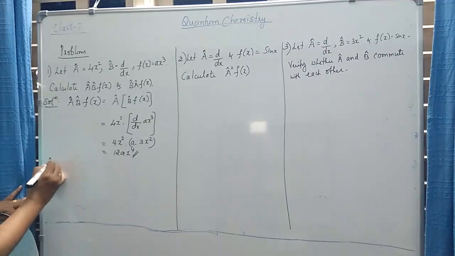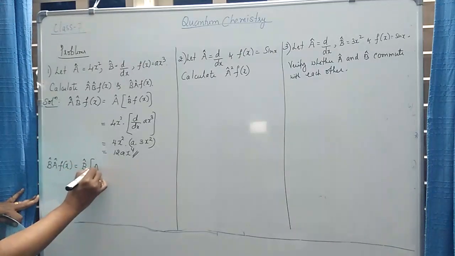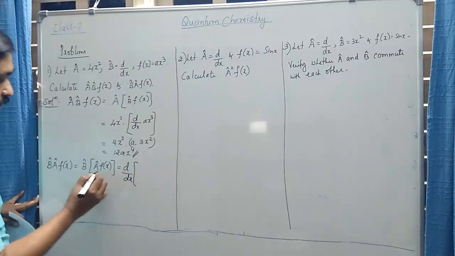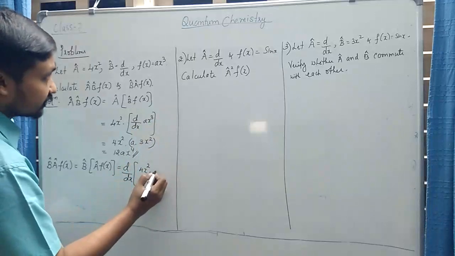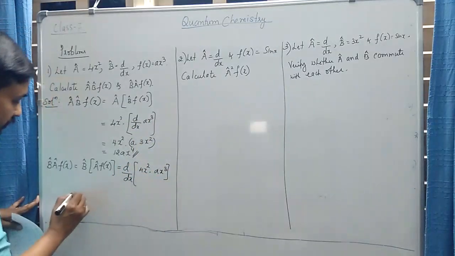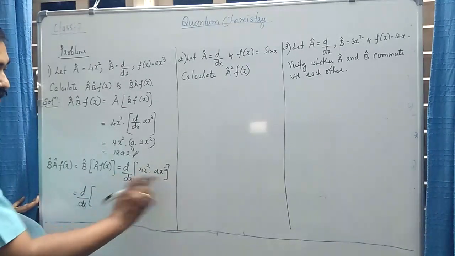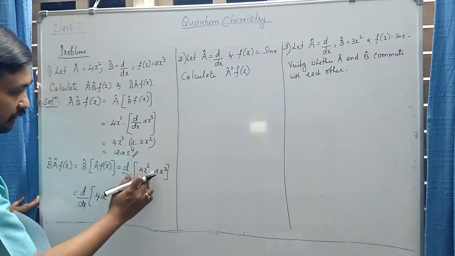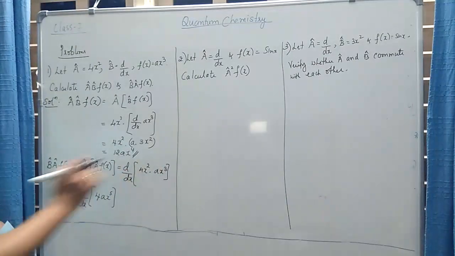Similarly, let us find out B into A of f of x. So the definition is B of A of f of x. Now we have to apply operator A first. So that is d by dx of A. Operator A is a multiplication operator 4x square into f of x, which is ax cube. So this is d by dx of, first let us apply this operator. It is a multiplication, so let us multiply. It becomes 4a x to the power 5.